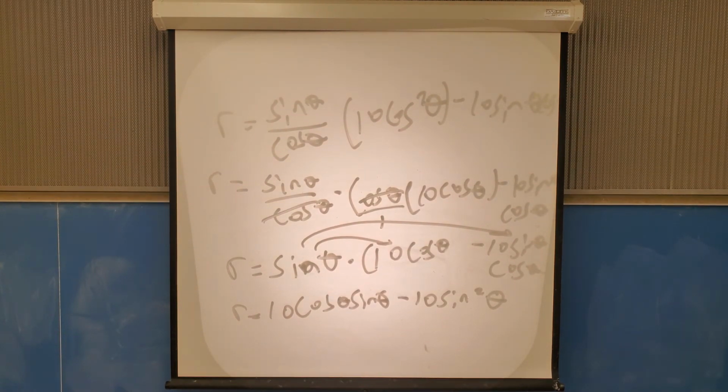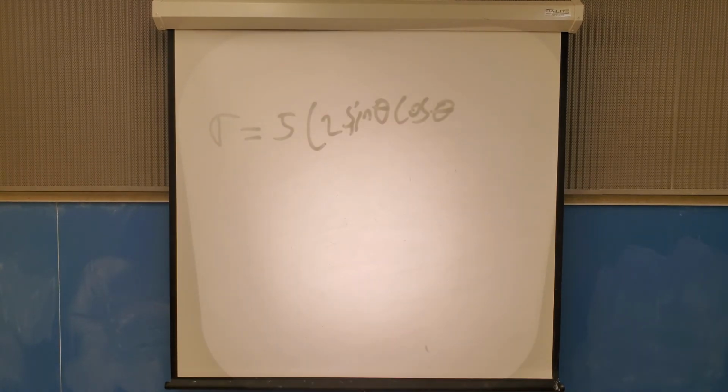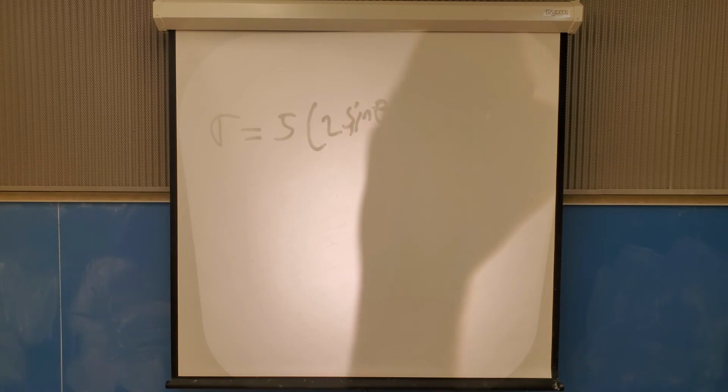And now we're going to use the trig identity on 10 cosine theta sine theta, but first we have to factor out a 5 so we can apply the identity to the function properly. You'll see what I'm getting at here, so let's erase all this work that we just did. Now if we factor out a 5 from the equation, we have r equals 5 times the quantity of 2 sine theta cosine theta minus 10 sine squared theta.